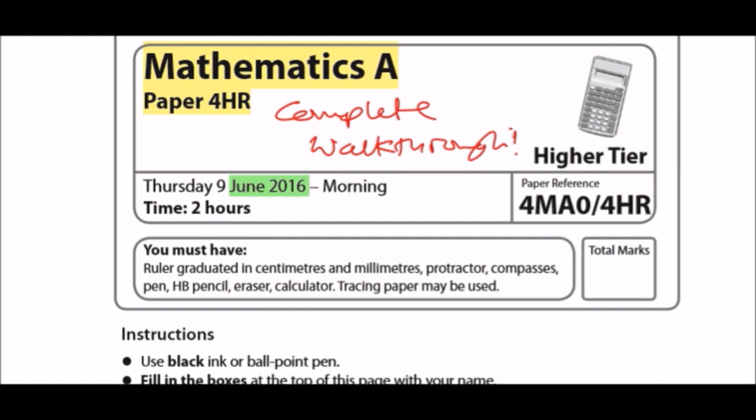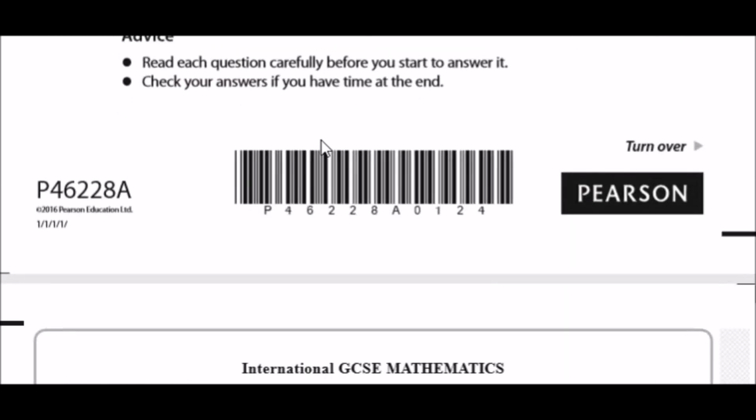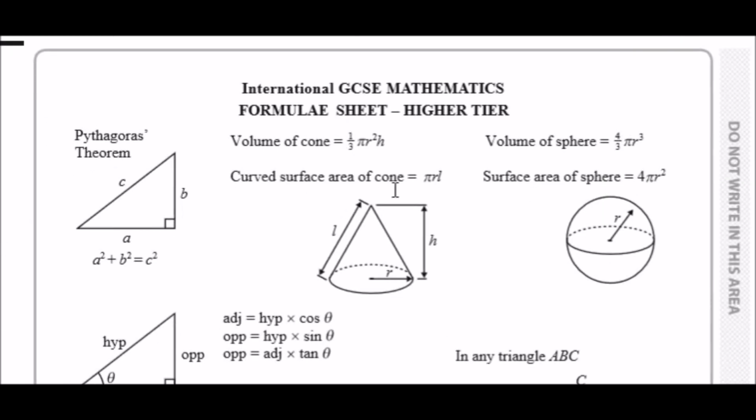So here we're looking at the Maths A paper 4HR, and this is from the June 2016 session. So without further ado, let's go straight into the paper. This will be, of course, the complete walkthrough and breakdown of every single question.